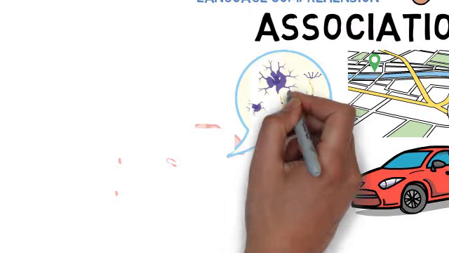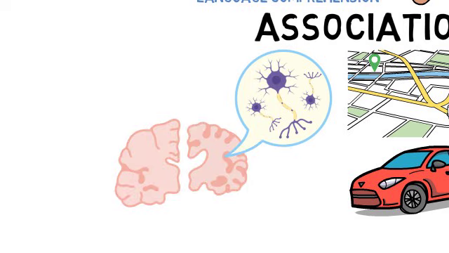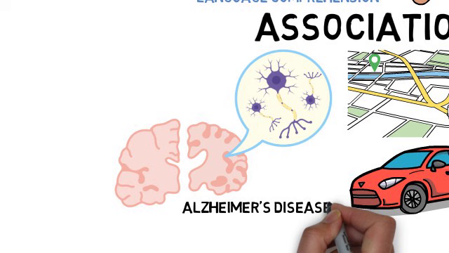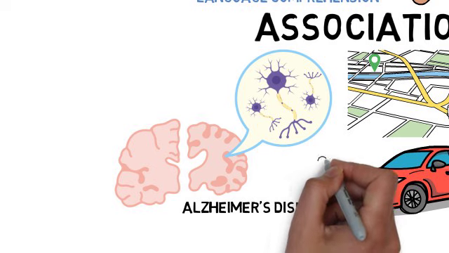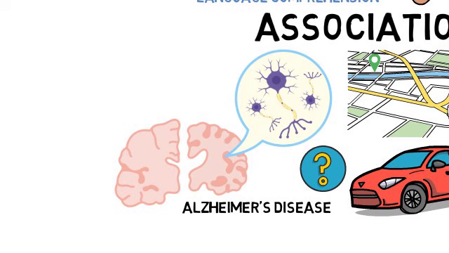Damage or dysfunction in the association cortices can lead to various neurological disorders, impacting cognitive and sensory functions. Alzheimer's disease affects the temporal and frontal association cortices, leading to impairments in memory, language, and executive functions. Patients may struggle with recognizing faces, understanding language, and making decisions.